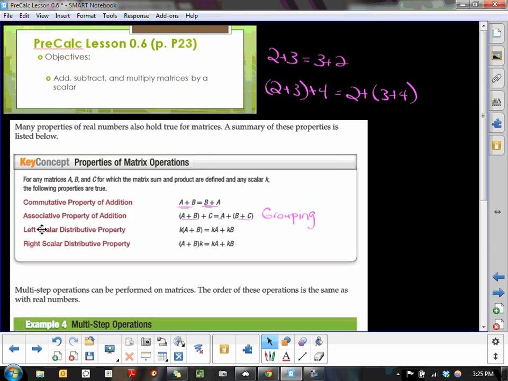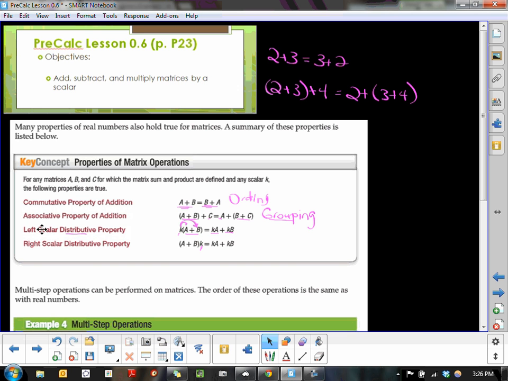So one of them is we can change the order. So this is an ordering one without changing our answers in our matrix. And the other one is a grouping one. The distributive property says that we can distribute our scalar through our addition. So we go ahead and multiply matrix A times K, and then multiply matrix B times K, and get the same answer as if we were to add A and B first and then multiply times K. And it doesn't matter if the scalar multiplication is on the left or the right.